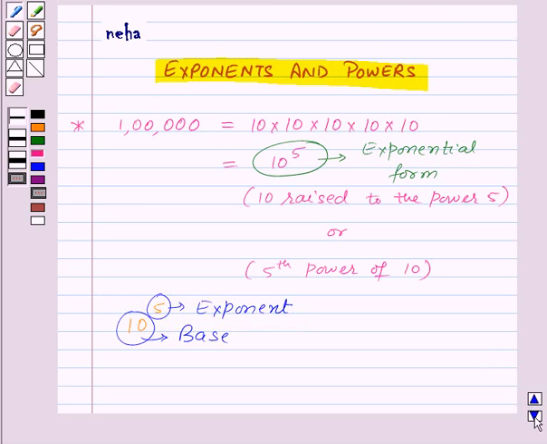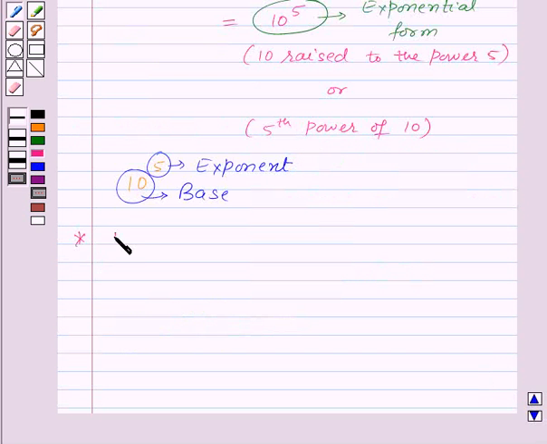Now, suppose we want to express 16 in exponential form, then we can write 16 as 2 into 2 into 2 into 2. Here we have multiplied 2 by itself 4 times. So this will be equal to 2 raised to the power 4, where 2 is the base and 4 is the exponent.